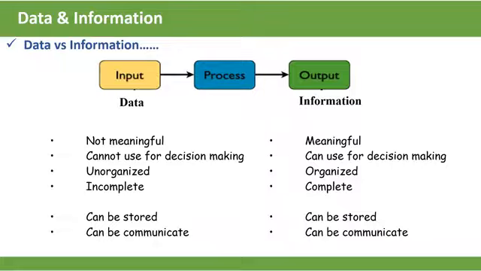Here we can see the differences. Data versus information. What are the differences? Data or facts have no specific meaning. It's not meaningful, we can't use it for decision making, it is not organized, and it is incomplete. But after our processing activities, we get information that is meaningful, that we can use for decision making, and that is organized and complete.